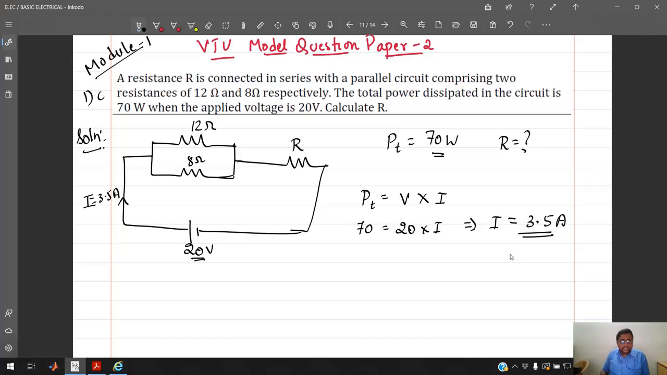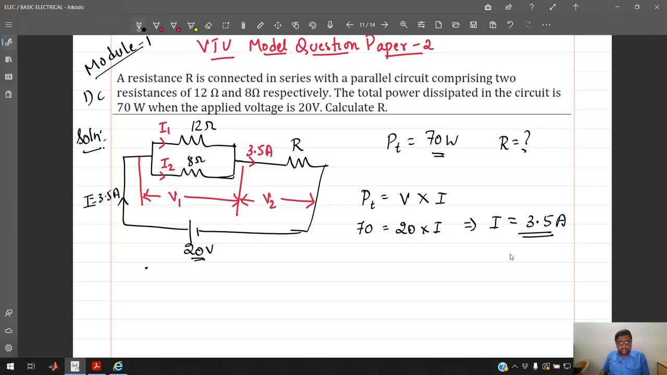Now this 3.5 amperes gets distributed between the 12 ohm and 8 ohm as I1 and I2. Then it gets added up again, and the same 3.5 ampere current will flow through the resistor R. Now this parallel combination and R are connected in series, so you will get a voltage drop V1 across the parallel combination and V2 drop across the unknown resistor R. Now let us calculate the current I1.